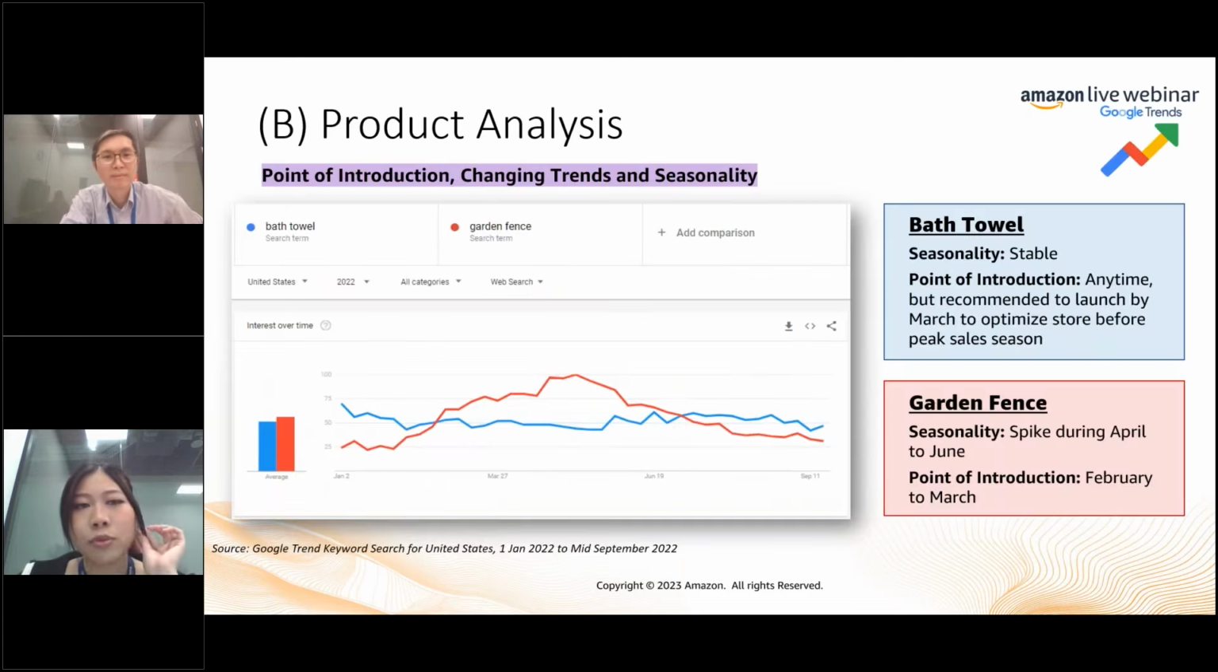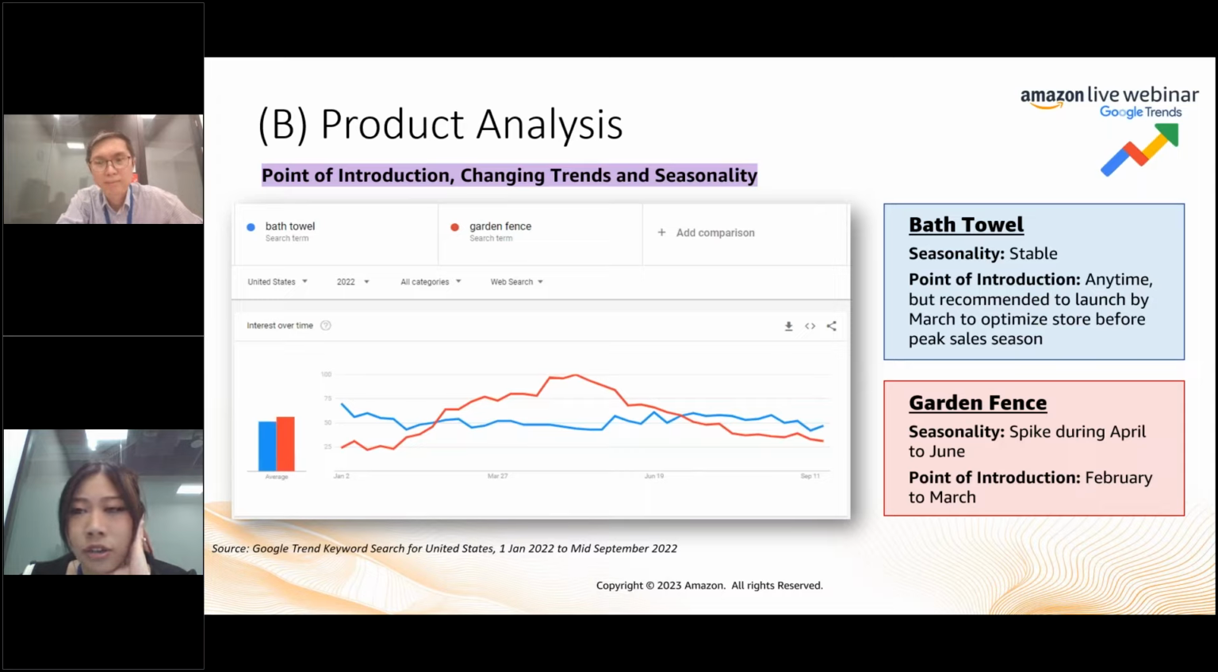The second part will be going more into the product analysis. So firstly is to understand when you should start selling, what the trend is like, and what the seasonality is like, which is interchangeable. This is actually a snapshot from Google Trends for two particular products. One is bath towel and the other is garden fence.